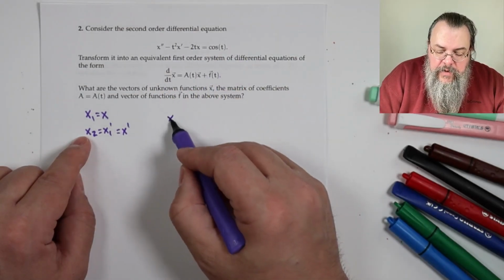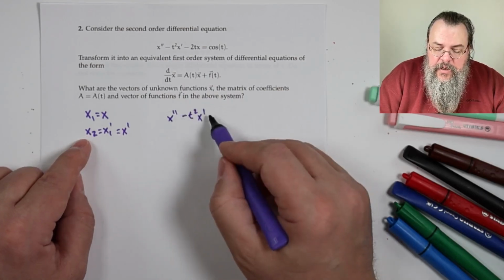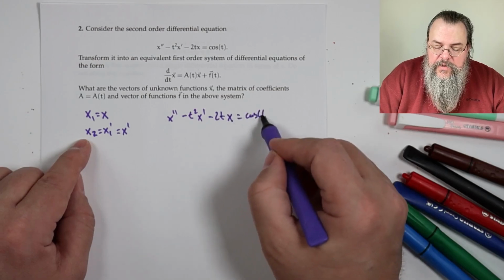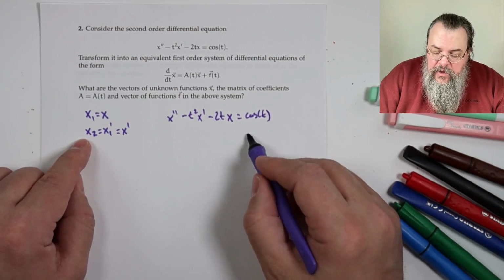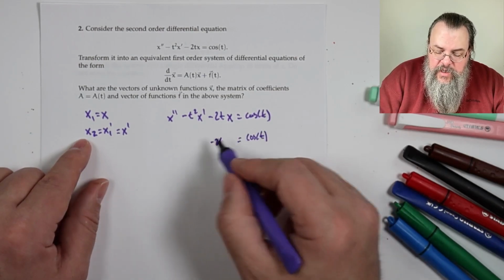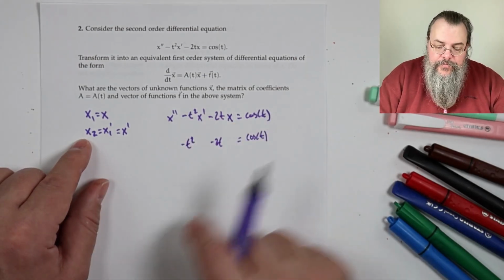We have x double prime minus t squared x prime minus 2tx equals cosine of t. Now, parts of it are easy to copy, right? Anything without an x, that's just going to copy straight down. So we have minus 2t minus t squared. Now it's just, what do we do with these pieces?